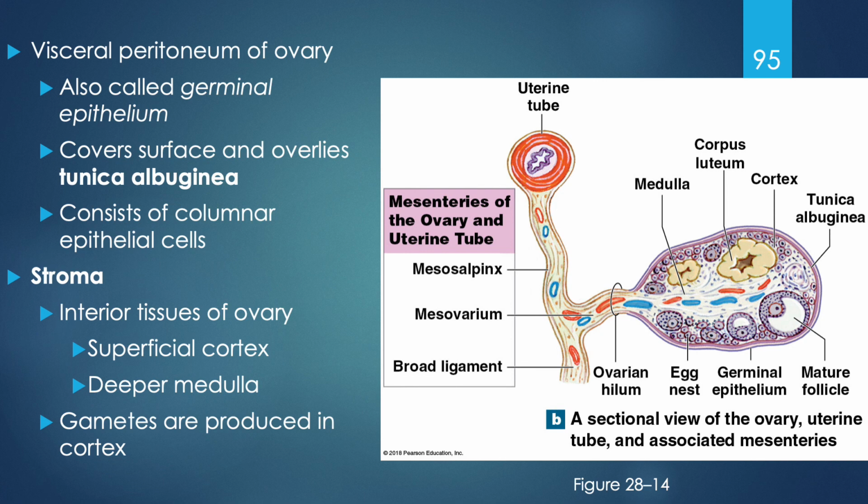And within the stroma, there are two components, the cortex and the medulla, which is also just like the adrenal gland or just like the kidney or a number of other organs. So the cortex is the outer aspect and the medulla is more towards the center. So the gametes are going to be produced in the cortex around the periphery or most superficial aspect of the ovary.